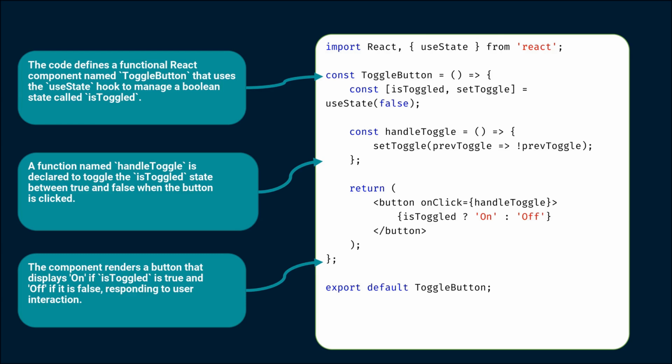The component returns a button element, where the text displayed on the button changes dynamically based on the value of isToggled. If isToggled is true, the button shows on, and if it's false, it displays off. This straightforward example illustrates the essence of using state in React to control components based on user interactions, reinforcing your understanding of how state impacts the rendered output dynamically.